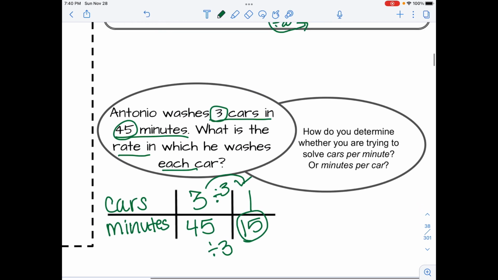How do you determine whether you are trying to solve cars per minute or minutes per car? Well, look at your hashtag.